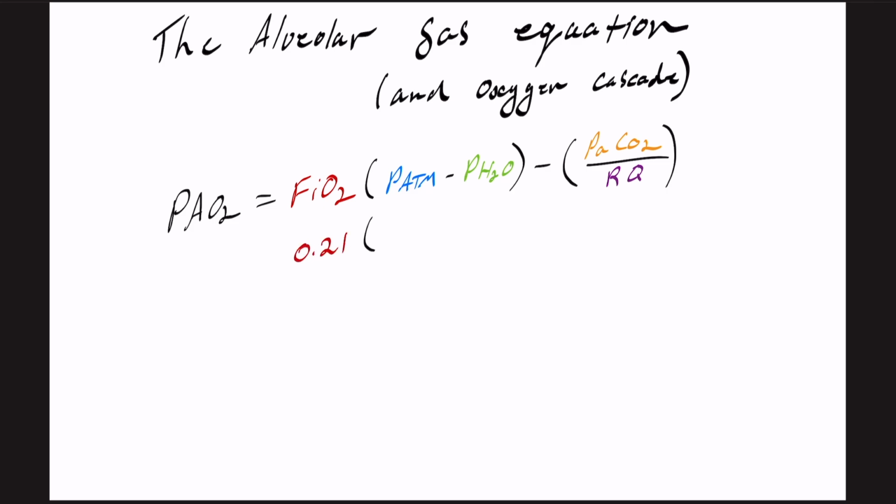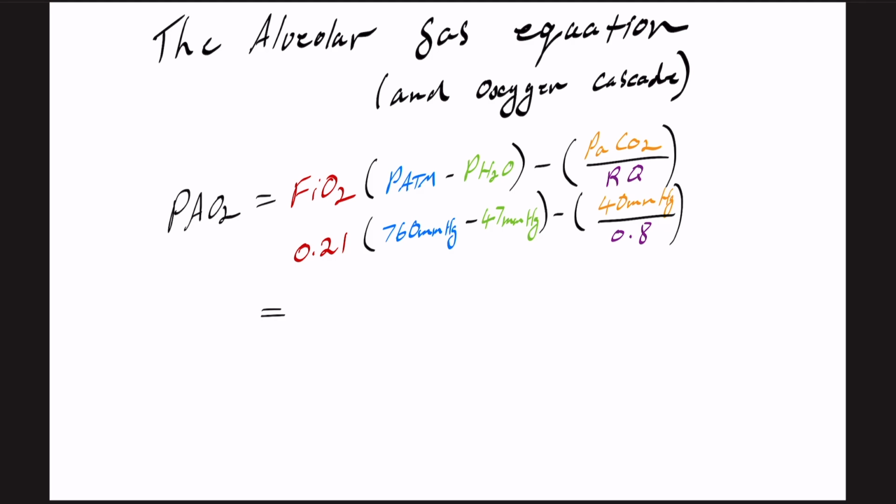So let's just plug in our normal numbers and calculate what our PAO2 would equal. The first thing we need to do is figure out our brackets. So the first one, 760 minus 47 equals 713 millimeters of mercury. If you were to times that by 0.21, this would equal 149.73 millimeters of mercury, but we'll just round it up to 150. And then you've got to minus off, in brackets, 40 millimeters of mercury divided by 0.8, which equals 50.